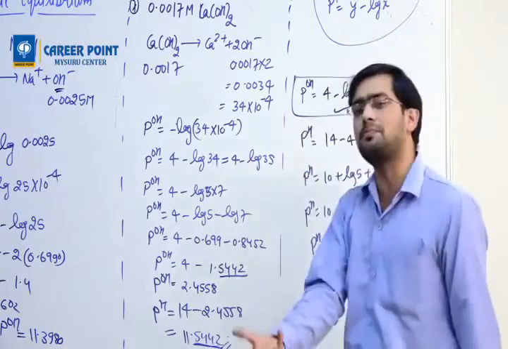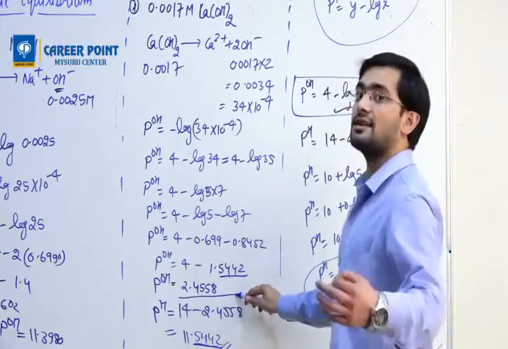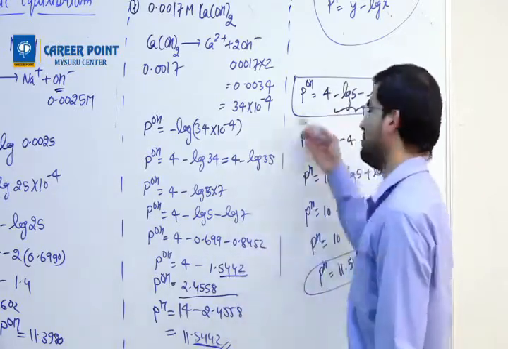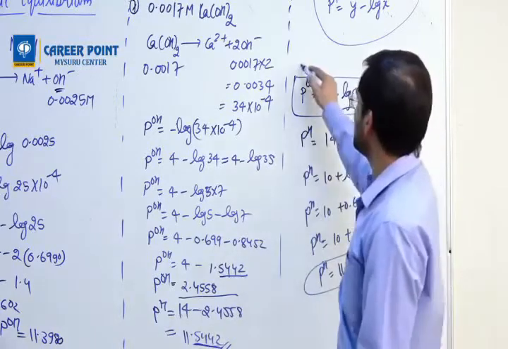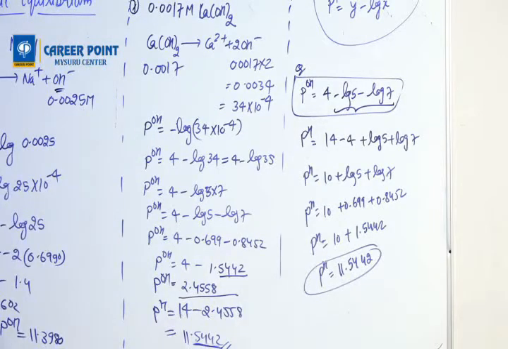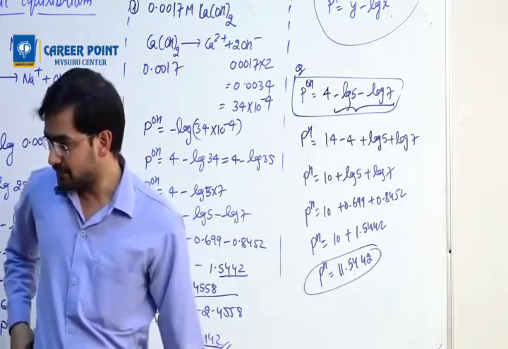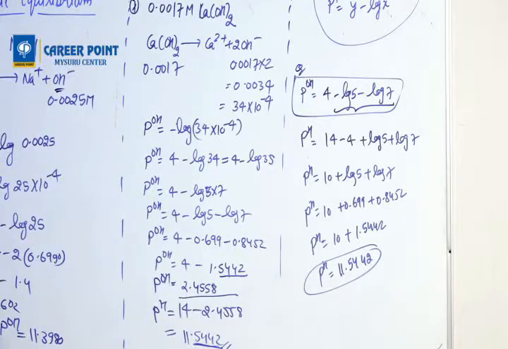But if they are asking pOH only, then you have to solve this till here. But if they are asking pH, then you don't have to subtract it. You simply use this method. Then you can save your time. Understand the trick? Understood the trick or not? So if you have understood the trick, try to solve a question based on the trick which I have just now told you. Okay?